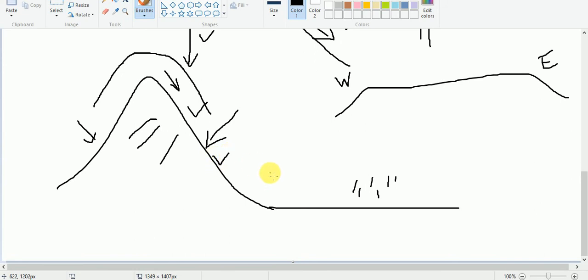That means the action of the geomorphic process will be more on the southern side of the mountain. There will be more strong wedging process on the southern slope of the mountain as compared to the northern slope of the mountain. So this is an example.